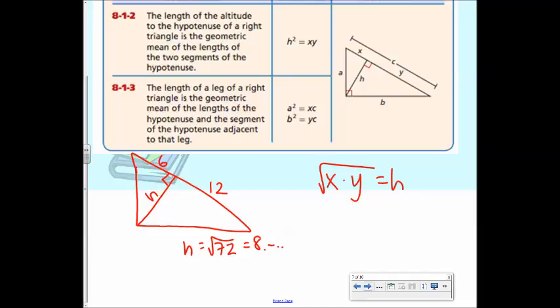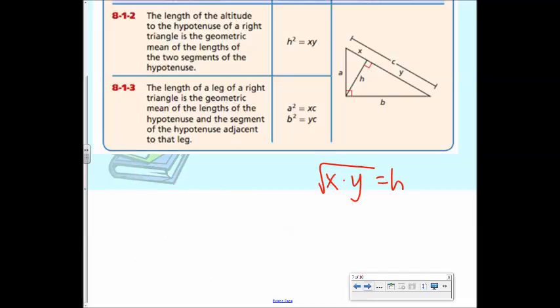Okay, the other corollary is that the length of a leg of a right triangle is the geometric mean of the lengths of the hypotenuse and the segment of the hypotenuse adjacent to that leg. So let's break that down a little bit, because there's a lot of vocab in there. So the length of a leg, in this case, give me one of the lengths of the legs here. A, so let's say A. A is the geometric mean of the lengths of the hypotenuse. So what's the length of the hypotenuse? C.